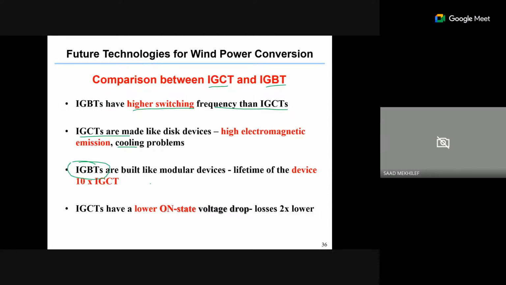One thing that is good about the IGCTs used in converters is that they have two times lower losses during turn on, and that's quite significant, because it means the efficiency of these converters increases if we use IGCTs.